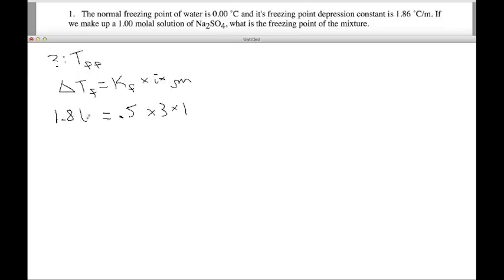So 0.5 times 3 is equal to 1.5. So 1.86 divided by 1.5 is equal to 1.24. So the new freezing point would be the initial, which is 0 degrees C, so Ti minus that is equal to TF. Therefore, 0 degrees C minus 1.24 degrees C, the final freezing, is equal to negative 1.24 degrees Celsius.